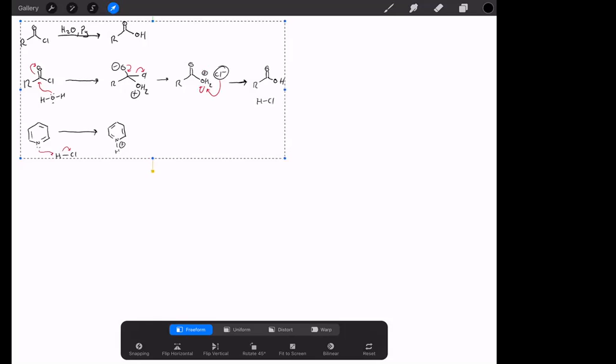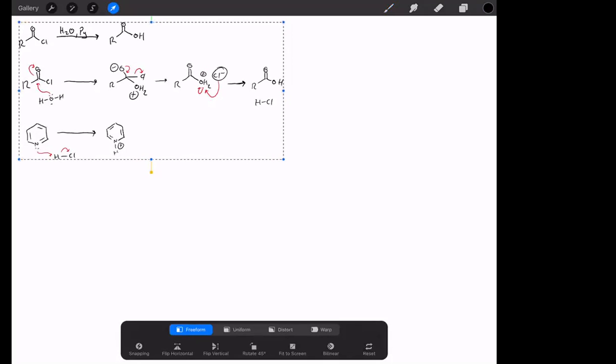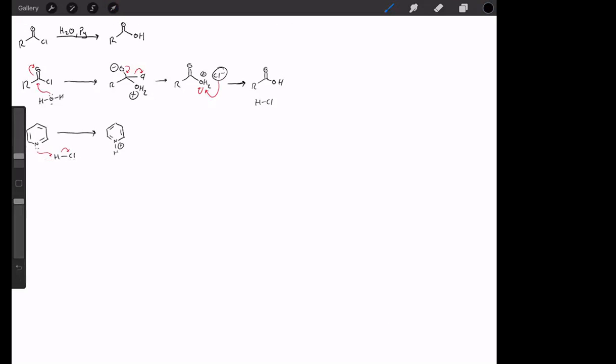Okay, so there's going to be a variety of different reactions that use the same mechanism that I've just shown you. So I can take an acid chloride, and instead of reacting it with water, I can react it with an alcohol. I still need pyridine for the same reason I described before, because I'm going to create HCl as a byproduct.